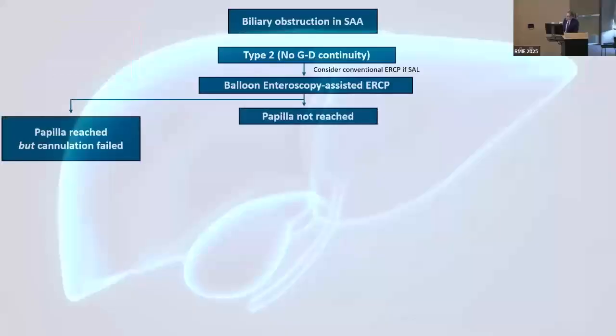If that fails, the next part of the algorithm depends on whether, with your balloon enteroscopy-assisted approach, you can reach the papilla but your cannulation has failed. That is around 10 to 12%, so not a huge group. I'm going to give you an option here, but it's not something that I advocate, and Ryan and I have talked about it a little bit. The logistics around it are very difficult.